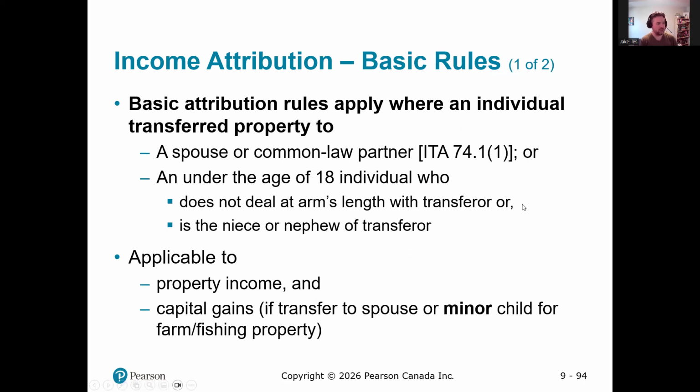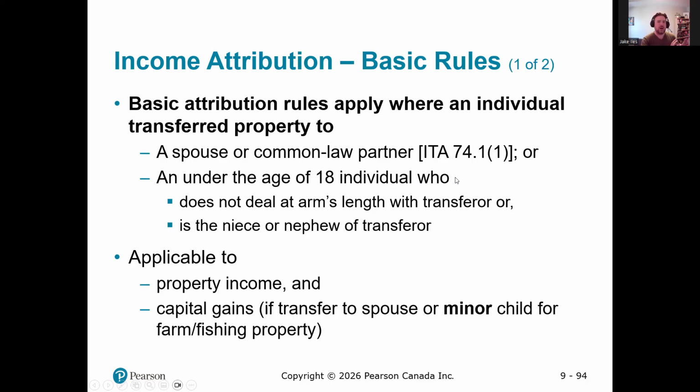So what are the basic attribution rules, or when do the basic attribution rules apply? They apply if I transfer an income earning asset to someone in my immediate family, a spouse or common law partner, or generally a family member who's still under the age of 18.